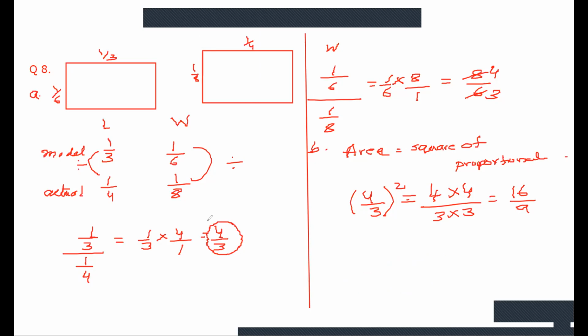Yes, girls? Now, when it says 4 square, it means 4 times 4. 3 squares means 3 times 3. Did you understand this question?